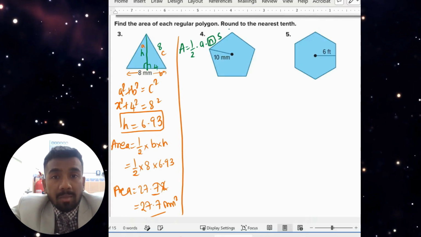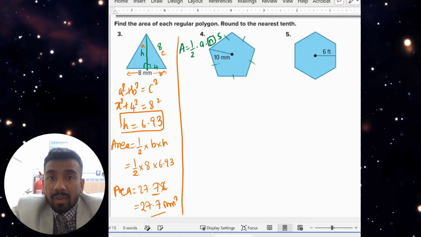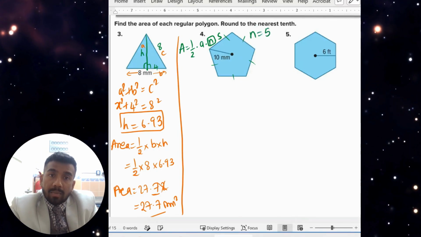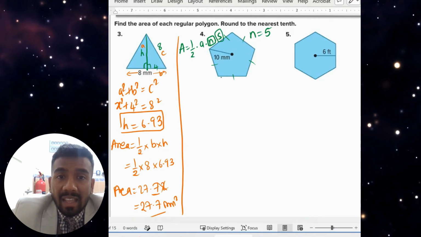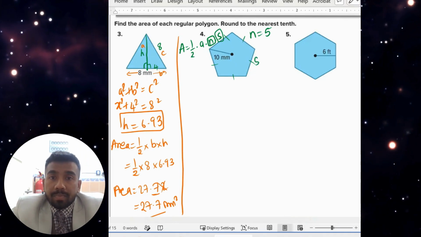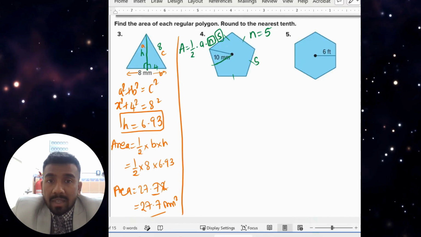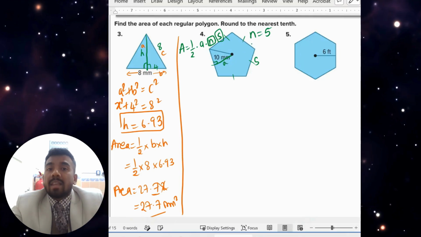Now what's N? N is the number of sides. How many sides does it have? 1, 2, 3, 4, 5. So N is 5. What's S? S is the side length. How much is each side? Did they give you? No. And what is A? A is, if I take from the center to the middle, this 90, this length is A.